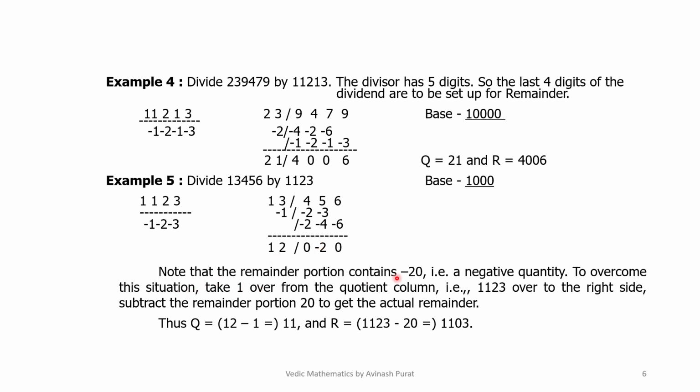Note that the remainder portion contains minus 20, that is, a negative quantity. To overcome this situation, take 1 over from the quotient column, that is 1123. 1 is taken, so 1123 is taken over to the right side. Subtract the remainder portion 20 to get the actual remainder. Thus, the quotient is 12 minus 1, which is 11, and our remainder is 1123 minus 20, that is 1103.